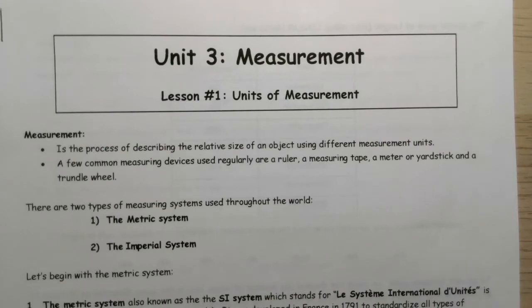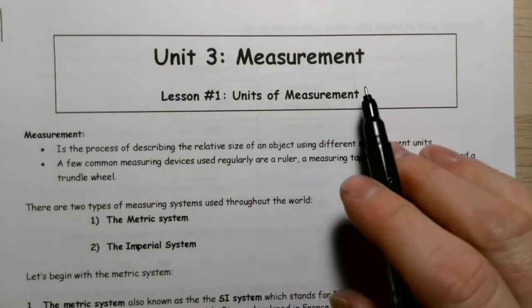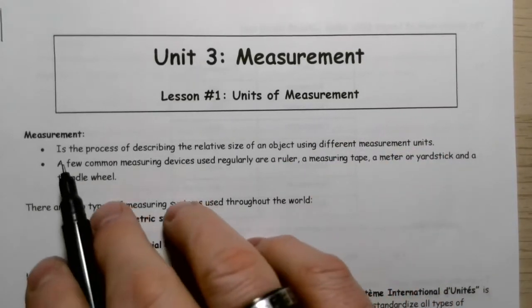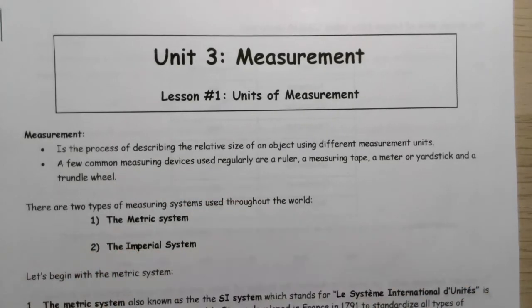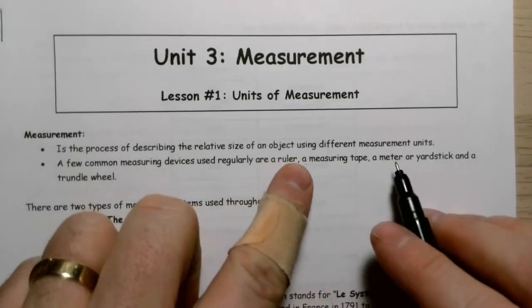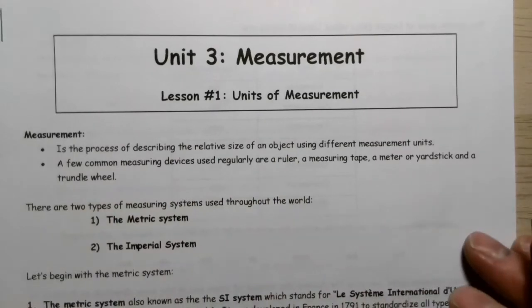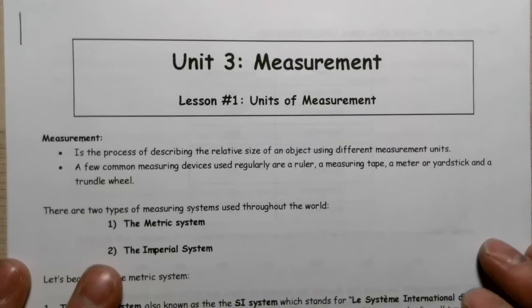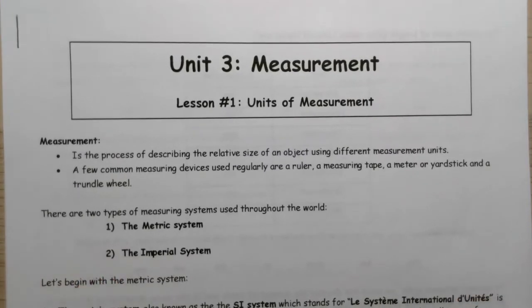All right, hi everybody. So we're going to start a unit now on measurement, and we're going to start off that unit by looking at units of measurement. And I think that probably stands to reason here. So, first of all, measurement is the process of describing the relative size of an object using different measurement units. Now, we are going to focus probably fairly heavily on distance, length measurements and whatnot, as opposed to volume and those sorts of things. But the relationships or the ideas are still going to be pertinent for all of those as well.